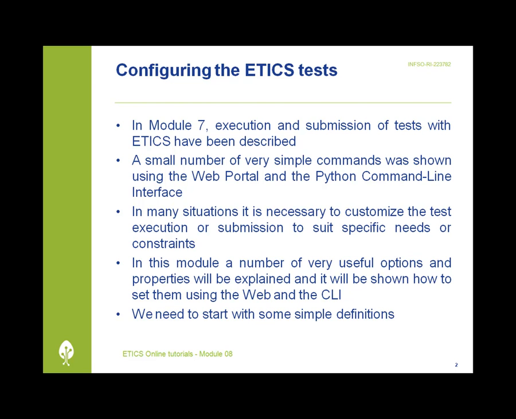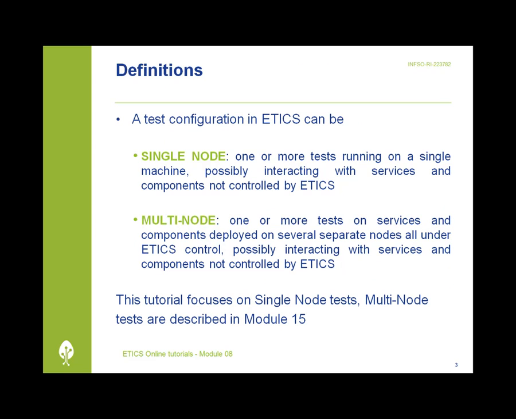We need to start with some definitions. A test configuration in ETICS can be single node or multi-node. A single node test is made of one or more tests running on a single machine, possibly interacting with services and components not controlled by ETICS. A multi-node test is one or more tests on services and components deployed on several separate nodes, all under ETICS control, possibly interacting with services and components not controlled by ETICS. This tutorial focuses on single node tests. Multi-node tests are described in Module 15.